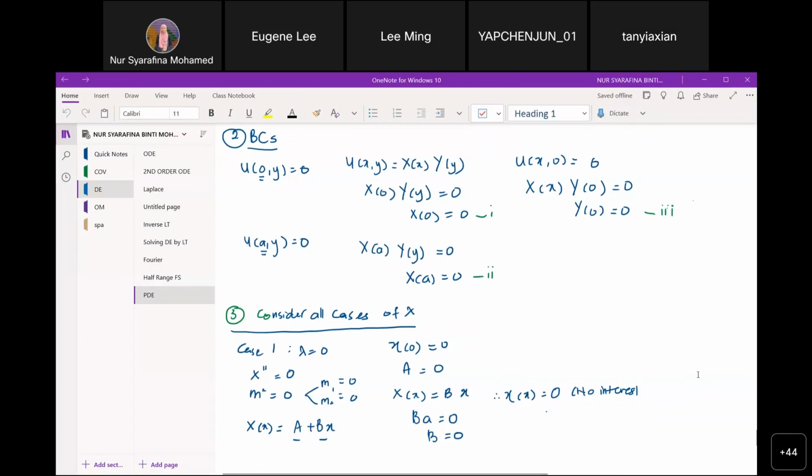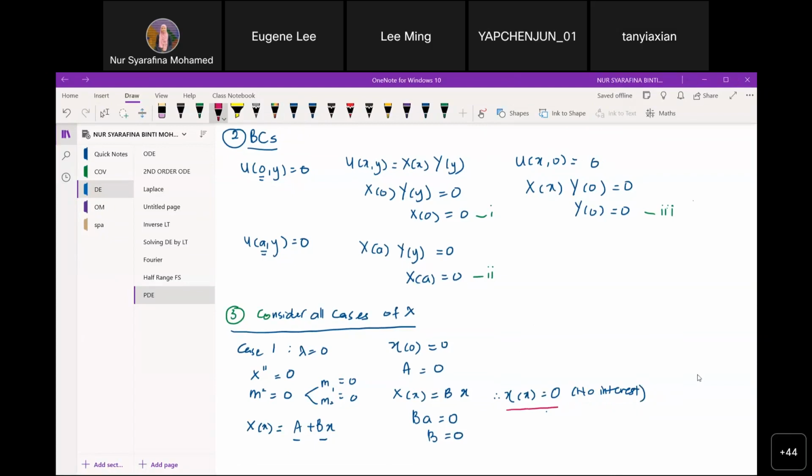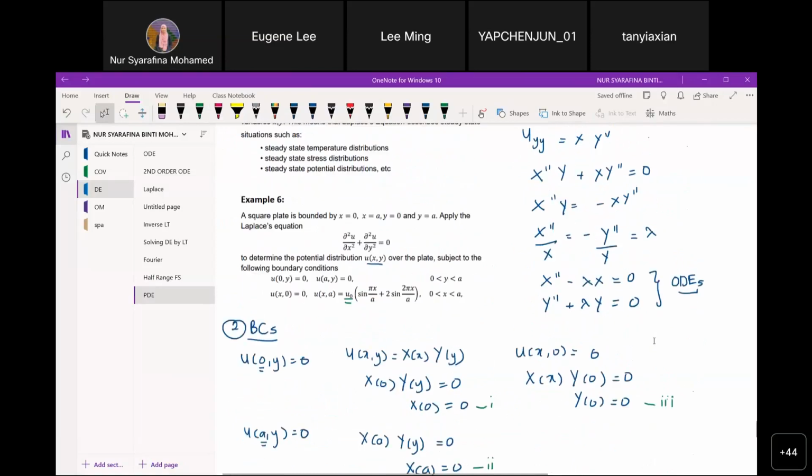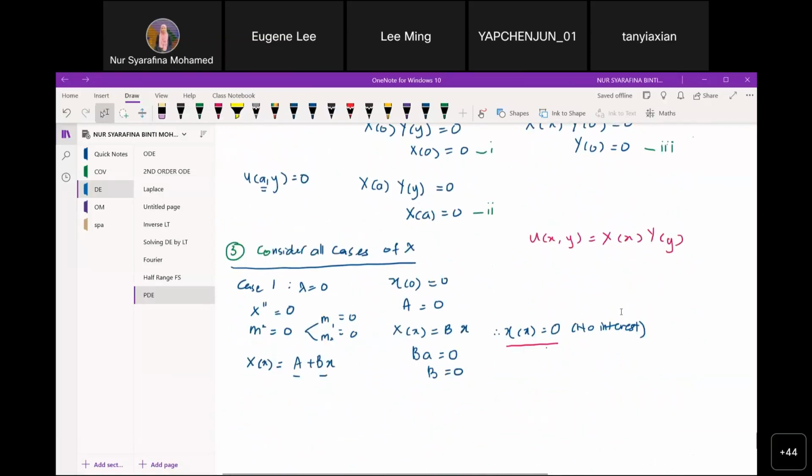Okay, so we put no interest when we obtain the zero solution. So when x is 0, remember our expected solution is x and y, right? So when x is 0, then y will be 0 also. So u will be 0. So we put no interest, no need to proceed with the second equation here with y. So proceed with the second case.